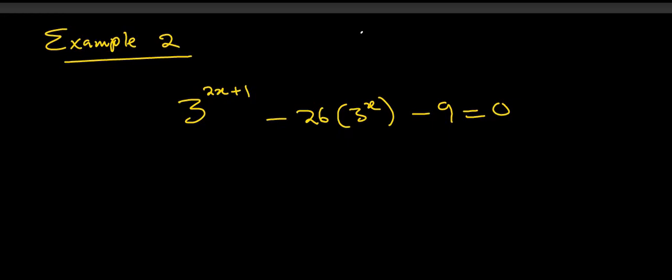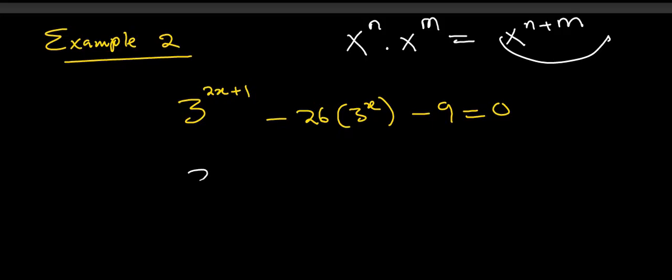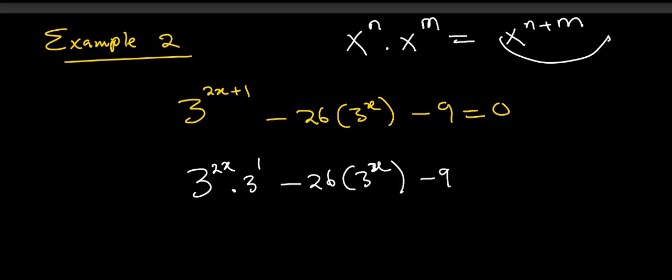You remember under indices, x to the power n multiplying x to the power m gives x to the power n plus m, right? So we just have to break it down. This will be 3 to the power 2x, multiplying 3 to the power 1, minus 26 times 3 to the power x, then minus 9, which is equal to 0.